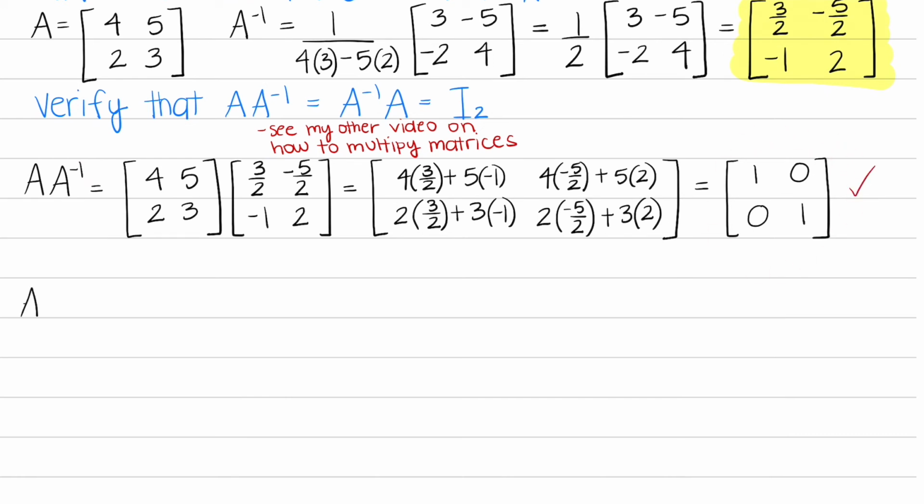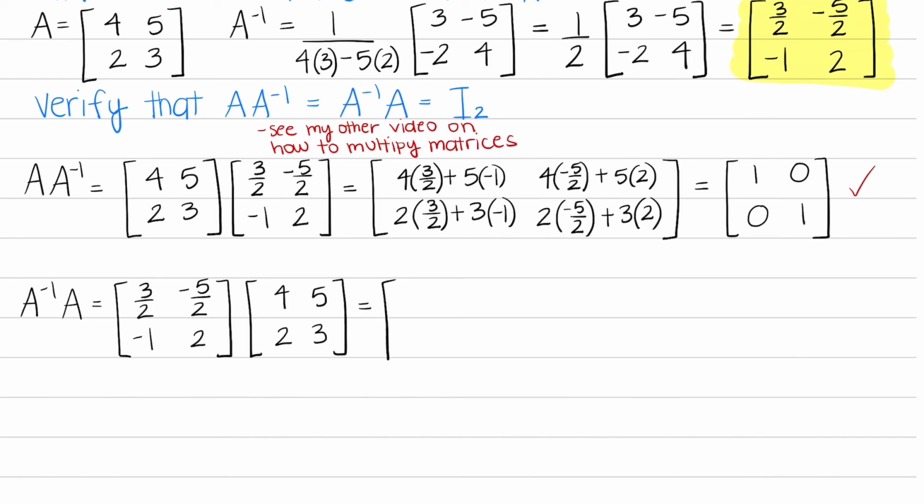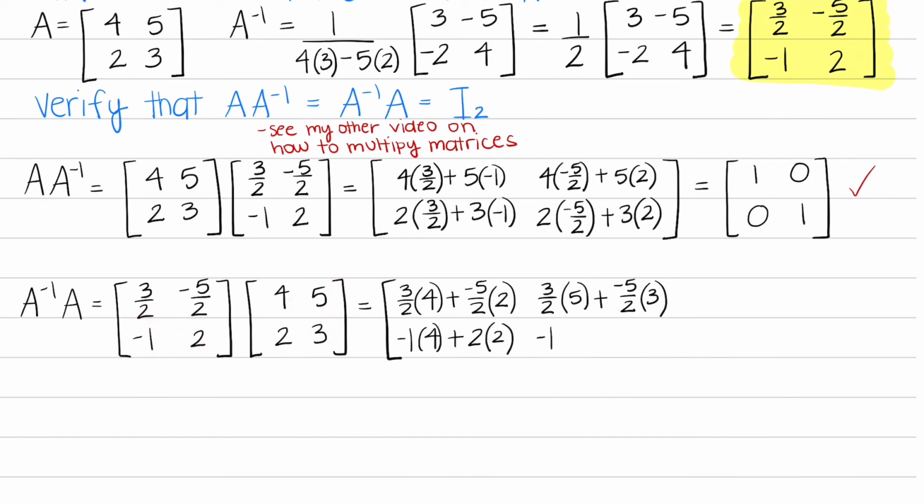Now let's multiply the inverse matrix times the matrix. So let's write the inverse that we found, 3 over 2, negative 1, negative 5 over 2, 2, times our given matrix A, 4, 5, 2, and 3. Now let's multiply. So let's start with that first row and first column, 3 over 2 times 4 plus negative 5 over 2 times 2, and 3 over 2 times 5 plus negative 5 over 2 times 3. And for the second row, negative 1 times 4 plus 2 times 2, and negative 1 times 5 plus 2 times 3.